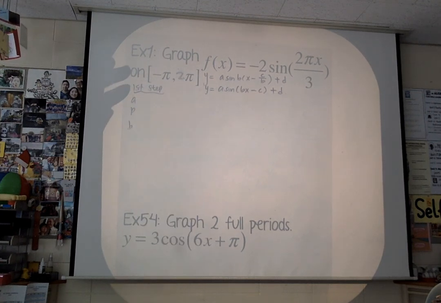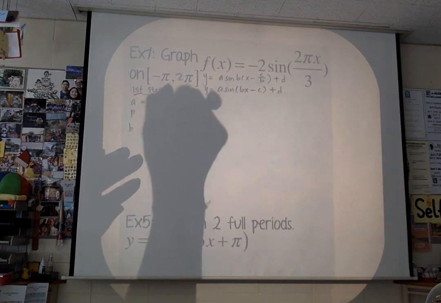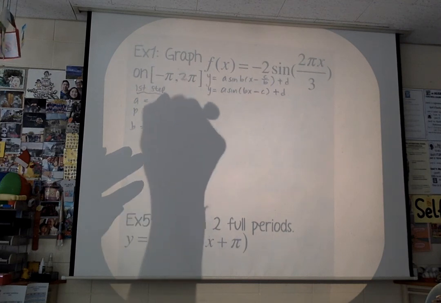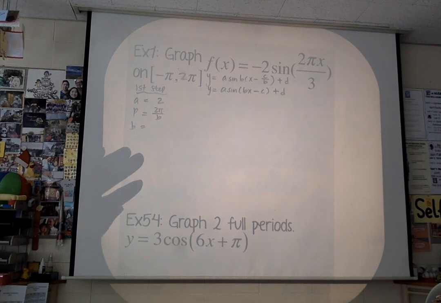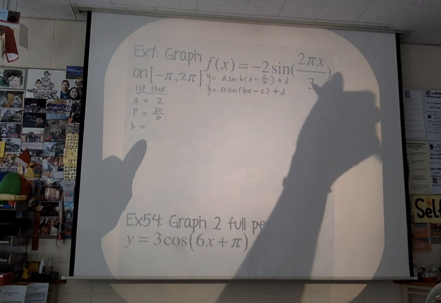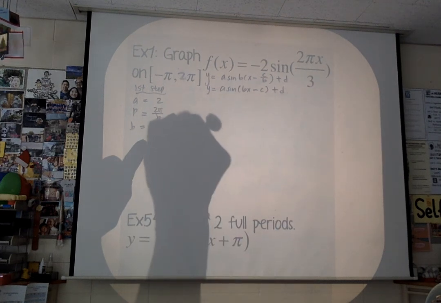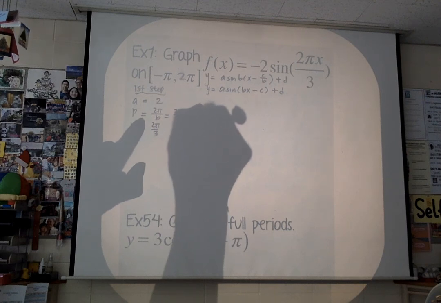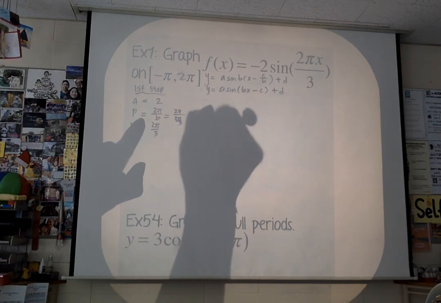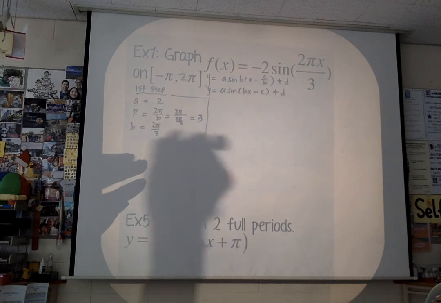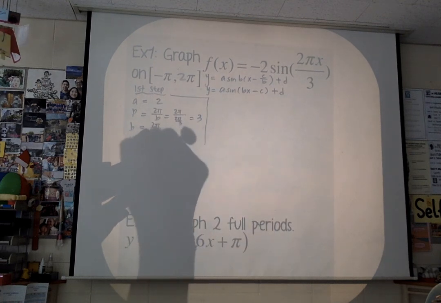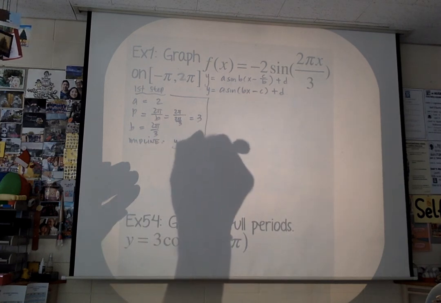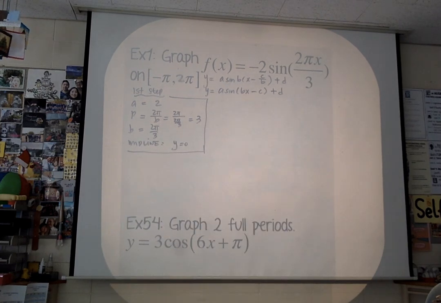Peanut butter. Your amplitude is 2. Remember, it doesn't matter if it's negative or positive, right? Our period is 2 pi over b, but b is 2 pi over 3, because it's everything in front of the x. That means now we can figure out it's 2 pi over 2 pi over 3, which is 3. That's our first step. Okay? Our midline, let's do that extra little step. Midline, well, there is no vertical shift, so y equals 0. Okay? That makes it easy for us.